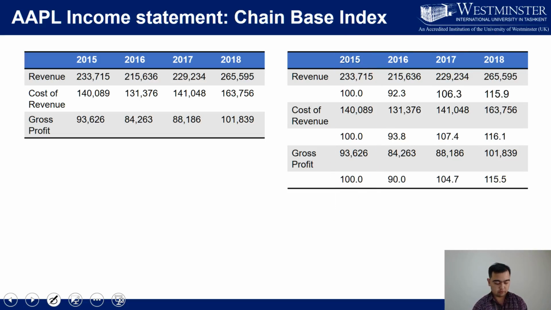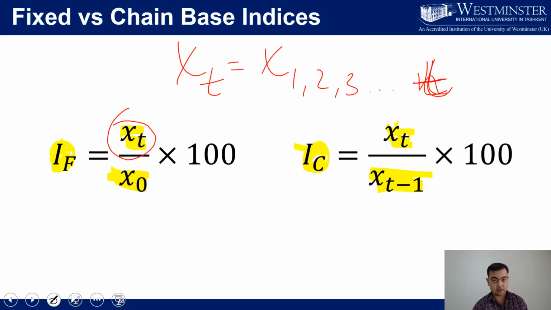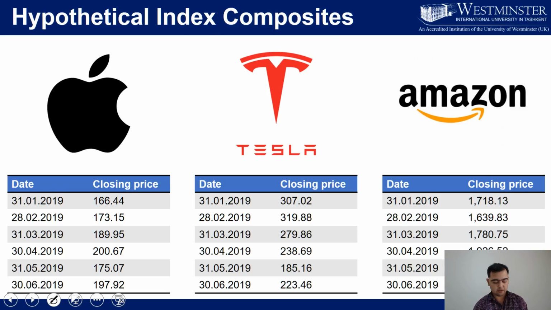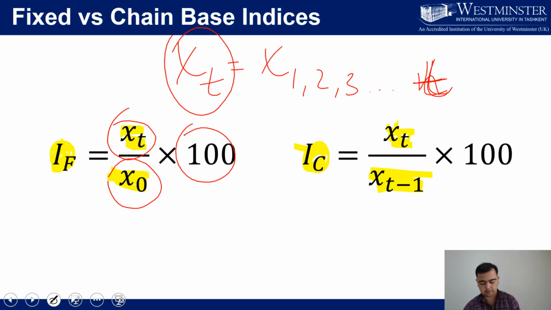All right. So according to the formula, what we did is we simply divided every single number here by the x0. Yes, this is basically what we did. If you remember, these numbers are all divided by the 2015 number, and then at the end we simply multiply them by 100. Okay, that's simple.